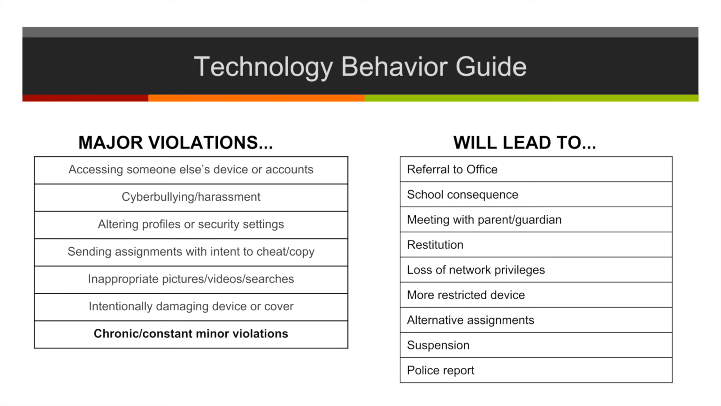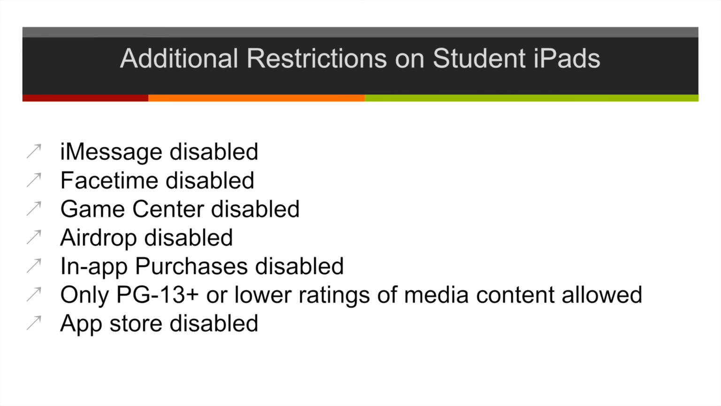Now, all that being said, we don't want this to happen. We just need you to know the parameters that would happen should you decide that you're going to do something that would be considered wrong or a major violation. Some additional things that could be put on your iPad, just so you know, we can turn off iMessage, we can turn off FaceTime, we can disable Game Center, we can disable AirDrop, we can disable any sort of in-app purchases for the apps that you've got access to.